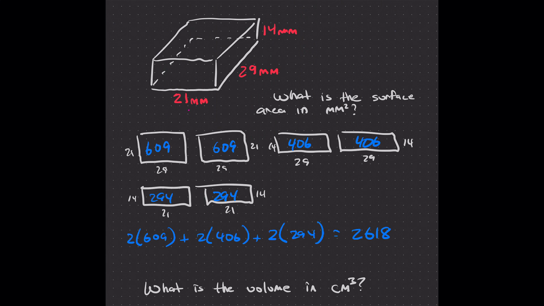Now let's just confirm the units. We look up here, I've got millimeters, millimeters, and millimeters, and they're asking what is the surface area in millimeters squared. So the provided units are the same as the units they want in the answer, so I can just leave it as such and make sure that I put a square there as we're talking about area.